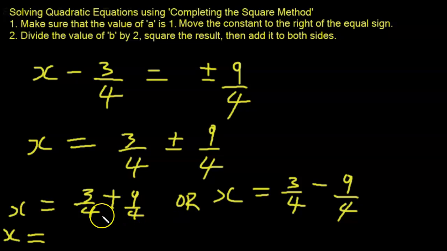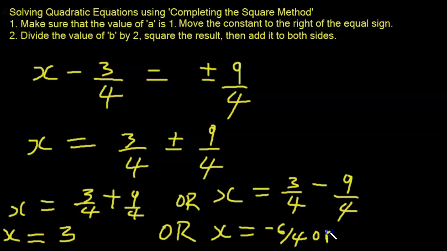So x is 3 over 4 plus 9 over 4. What's 3 over 4 plus 9 over 4? 12 over 4. And 12 over 4, that's 3, right? Here, what's 3 minus 9? The denominators are the same, right? So we can just add or subtract the numerators. 3 minus 9, that's minus 6. So it's really minus 6 over 4. Or what's minus 6 divided by 4? Minus 1 and 2/4, right? Or minus 1.5.